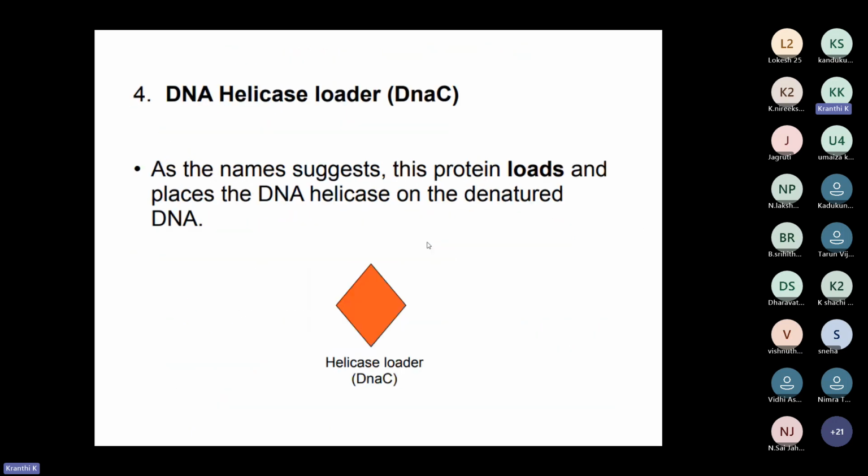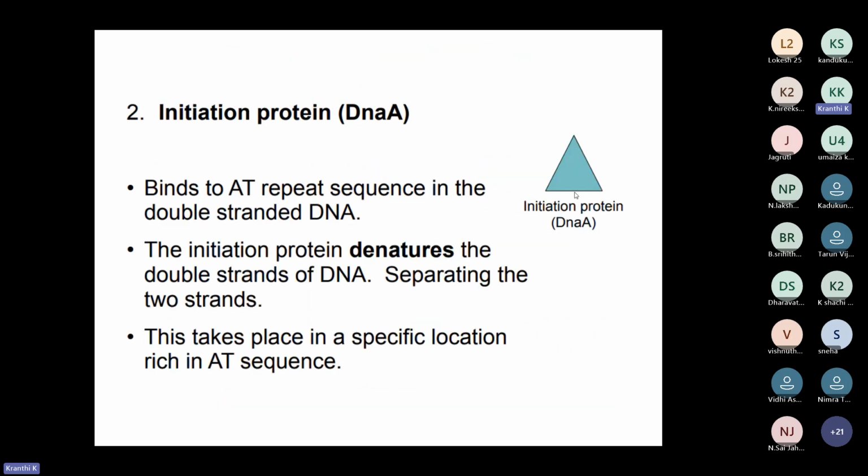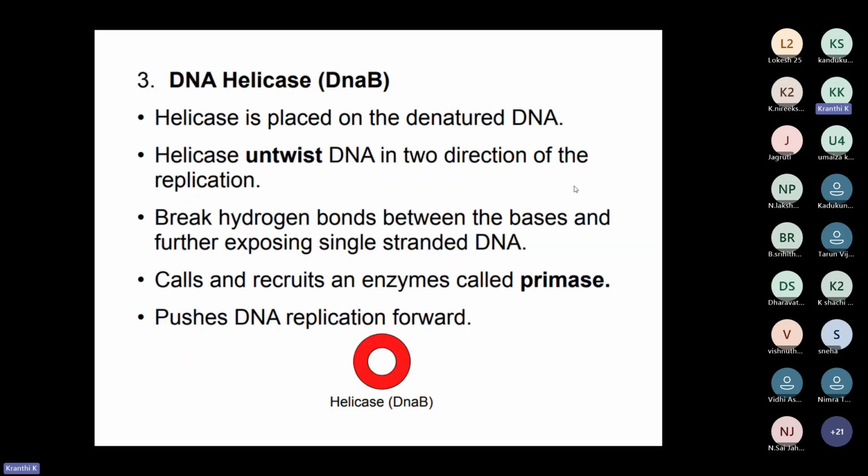So we are talking about this first one, right? The initiation protein. What is the initiation protein doing? It is denaturing the double strands, separating the two strands. Later, there is one DNA helicase. We can see this is a DNA helicase. What does this DNA helicase do? The DNA helicase will untwist the DNA in two directions. It will break down the hydrogen bonds between the bases, further exposing single stranded DNA. And it also recruits an enzyme called the primase.